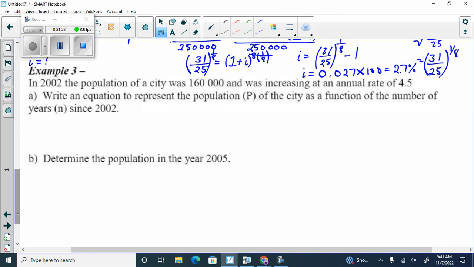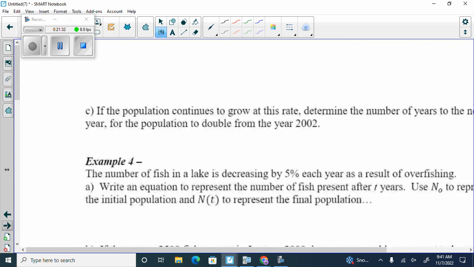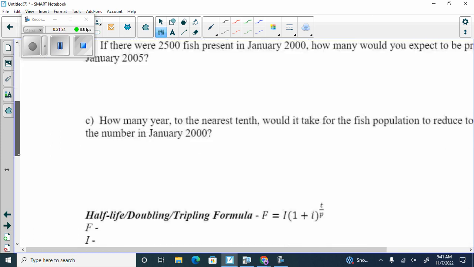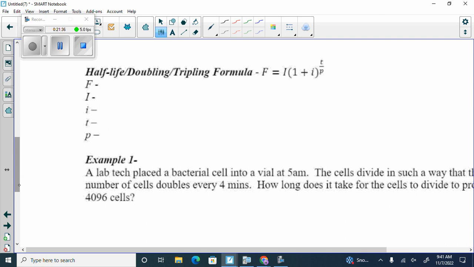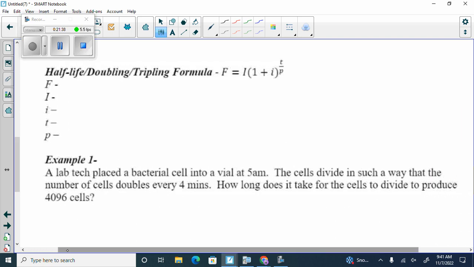We're not doing the next one anyways, but it would be 4.5%. That's just a typo. Okay, I want you to go here. We're jolting ahead. Half-life, doubling, tripling formula. And we're jolting ahead because you're going to do the other ones in between the homework.